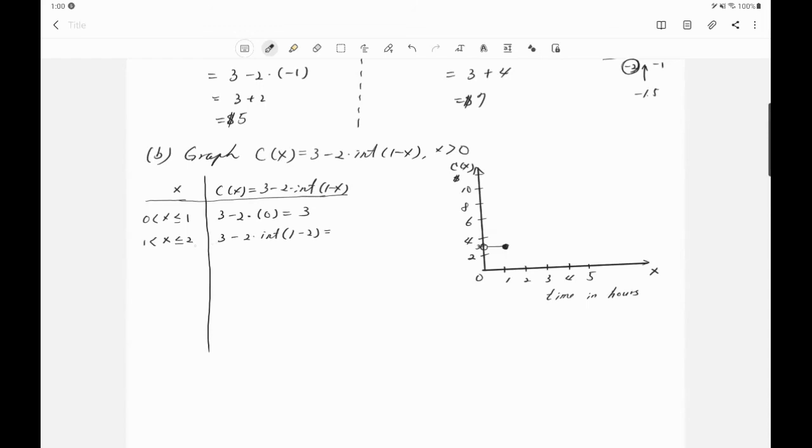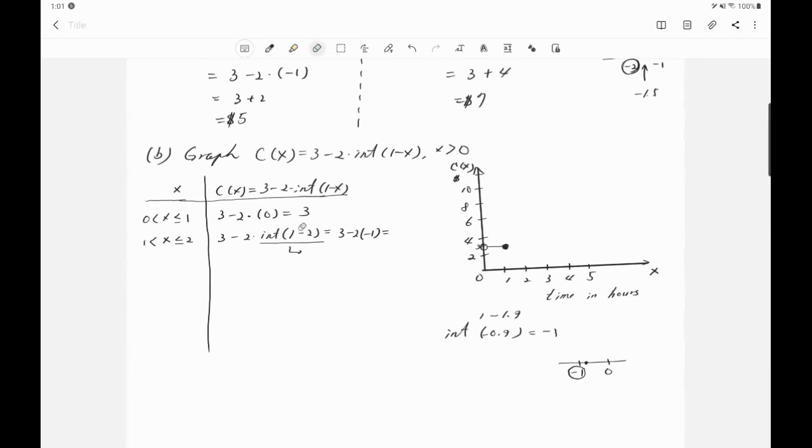So the x value is a little less than 2, 1 point something, right? Let's say 1.9. Then 1 minus 1.9 will be negative 0.9, right? What is the integer of negative 0.9? Negative 1, right? Because look at this. Here's a 0, this is negative 1, and negative 0.9 is over here. So the greatest integer is negative 1.